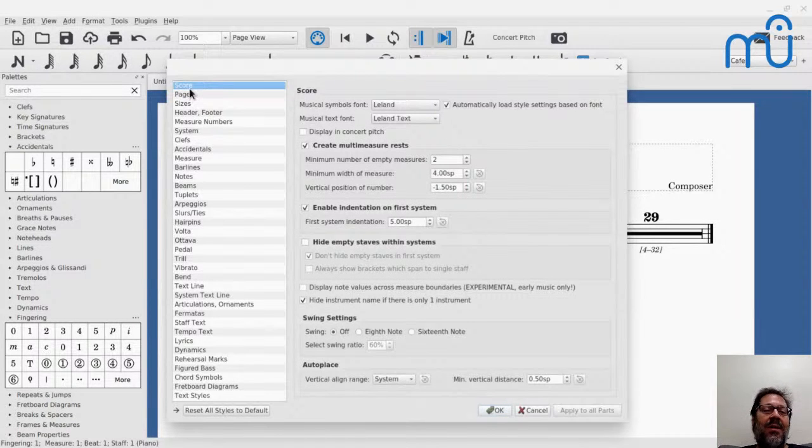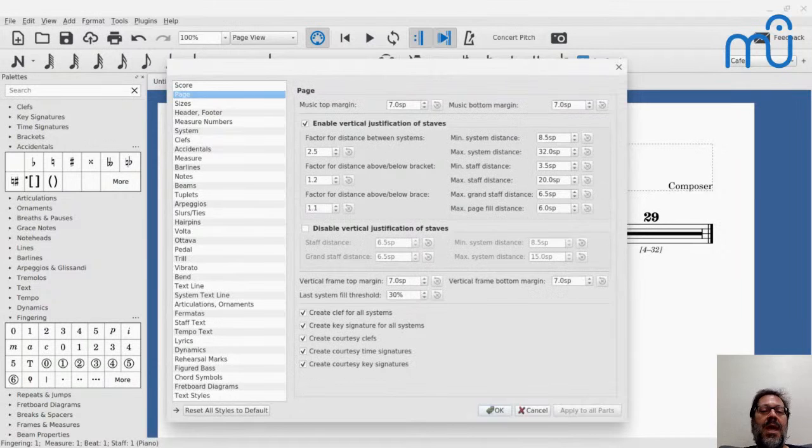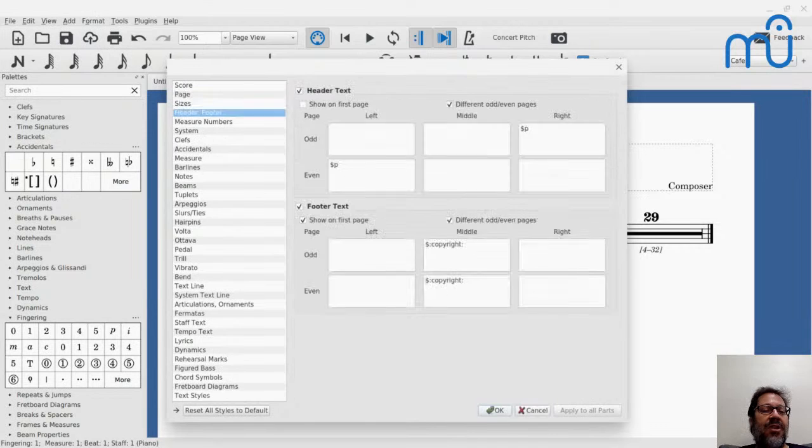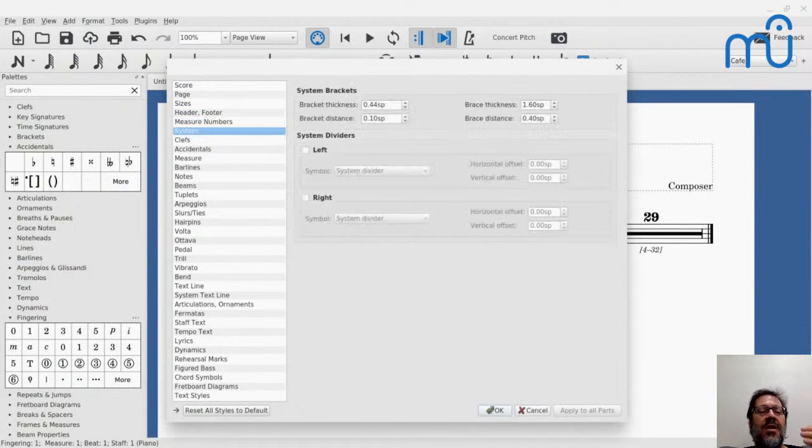So yeah, this is like big picture stuff. Score, page, sizes. The sizes are more percentages, by the way. This controls how big grace notes are, or if you designate one staff to be small. Like if you're writing a violin sonata, in the piano part, you'll have a full-size piano staff and a small violin staff. This controls how small that violin staff will be. So this is all kind of big picture stuff here. The score, the page, sizes, header and footer, measure numbers, these settings that have to do with the system, with brackets. This is stuff that appears all throughout your score.